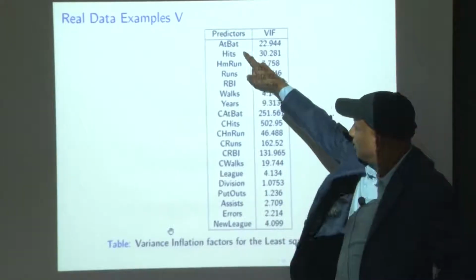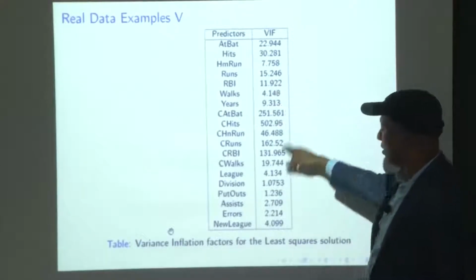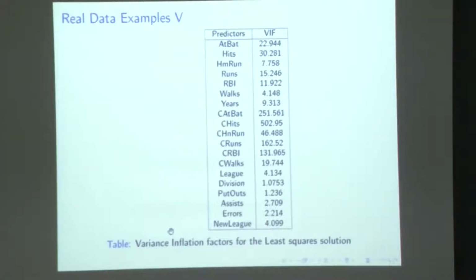So you can see this is the list of the variables and this is the VIF. A number of variables are above 10, which means they are correlated. Okay.